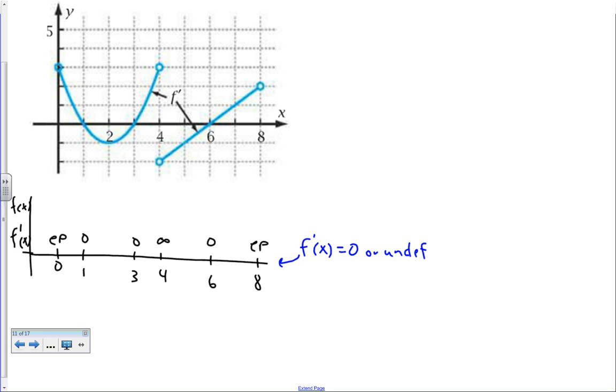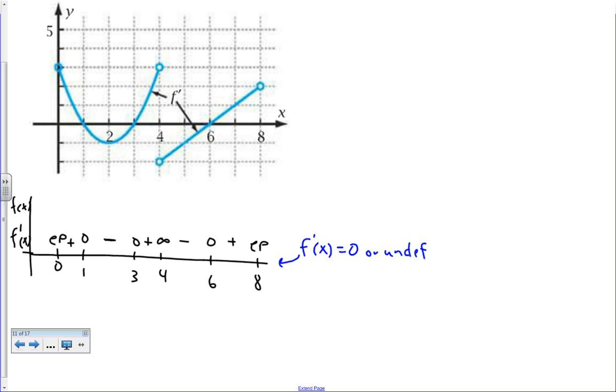So if I look between 0 and 1, start on the far left here, my derivative function is above the x-axis. So that means my derivative is positive, so I'm going to put a little plus sign there. And then between 1 and 3, my derivative is below the x-axis, so that means my derivative is negative. From 3 to 4, we're above the x-axis again, so we're positive. From 4 to 6, we are below the x-axis, so it's negative. And then from 6 to 8, our derivative is above the x-axis, so therefore f prime is positive. And now I can fill in what that means about function f up above this.